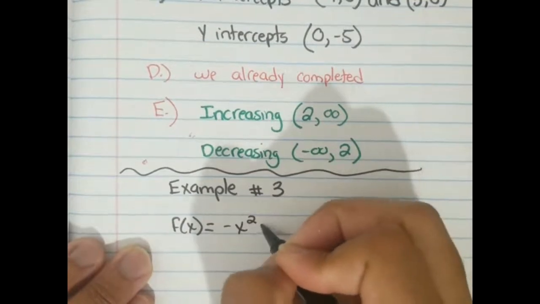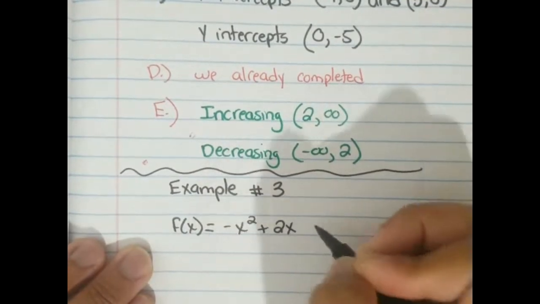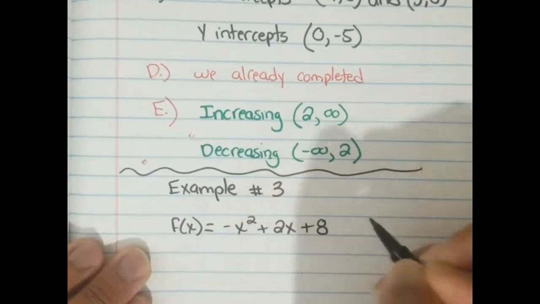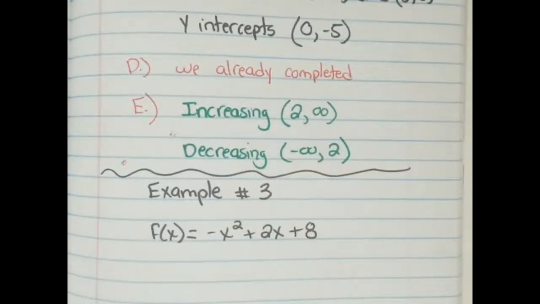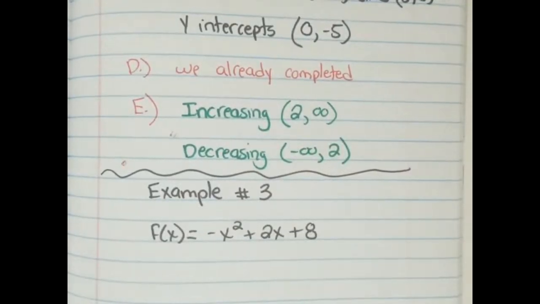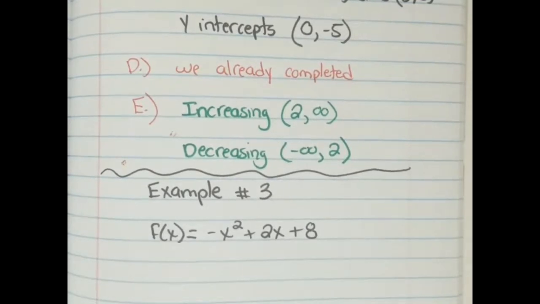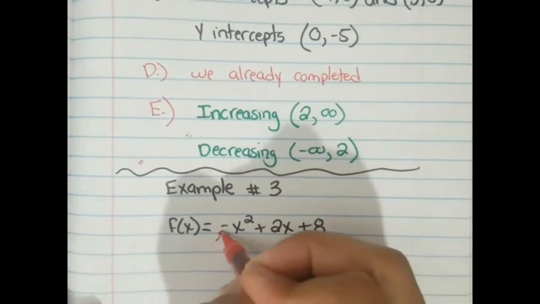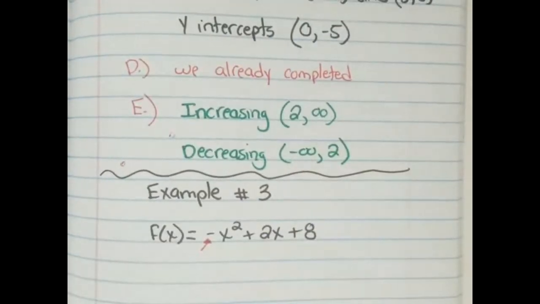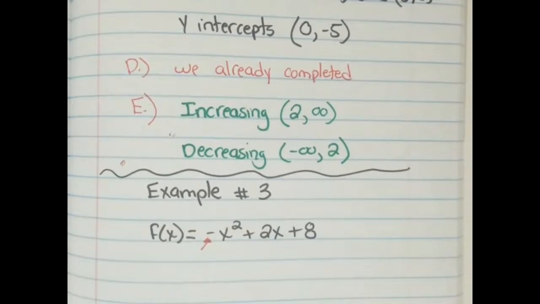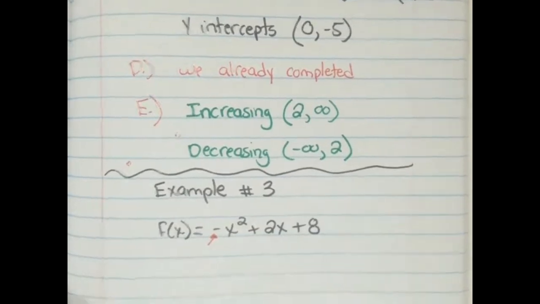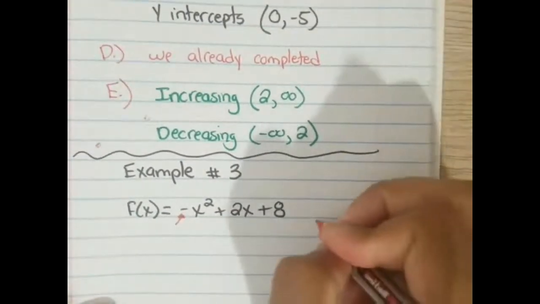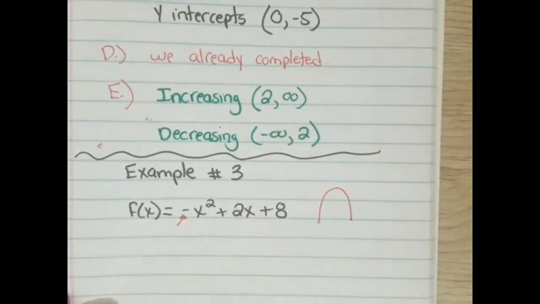We have minus x squared plus 2x plus 8. And our equation is in standard form. It's not in vertex form, but I have one thing that stands out. I see this minus sign. That minus sign is standing out like a sore thumb right now. And that minus sign tells me that my graph is going to be upside down. It's going to be something like that.